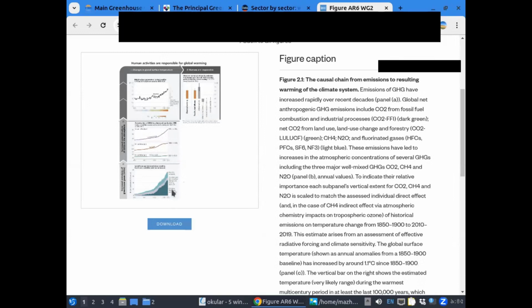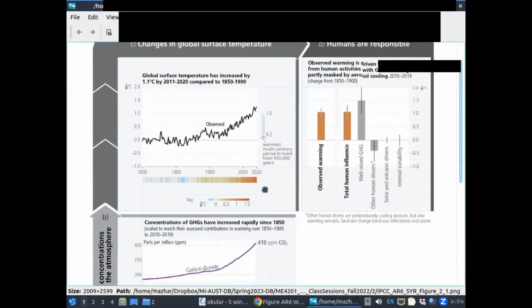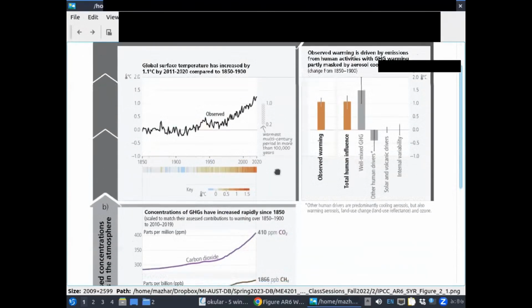They have this evidence. They have also mentioned in the text of the figure the causal chain from emissions to resulting warming of the climate system. So emissions of greenhouse gases have increased rapidly over recent decades. Inshallah, you'll find the URL, you can explore and see how things have changed. Here you can see that figure.